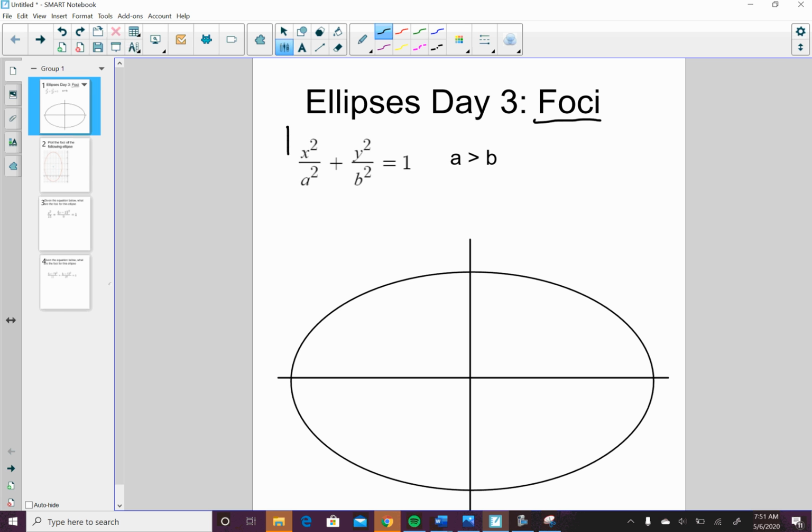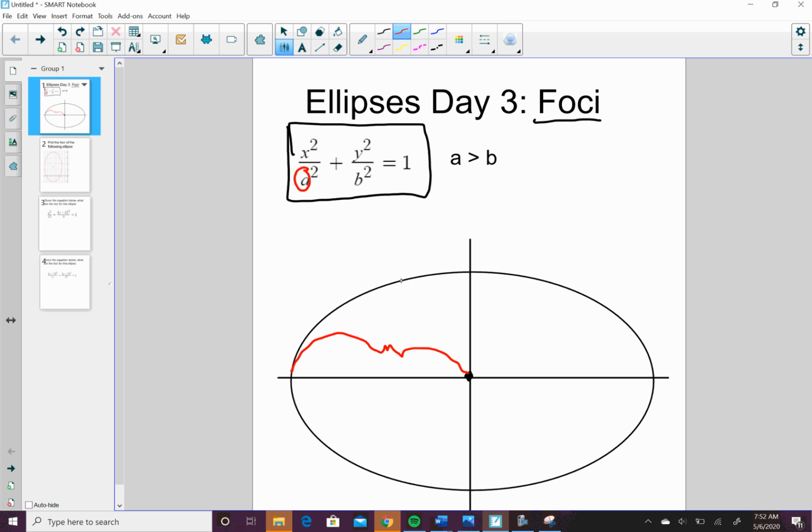Now, let's say you're given the general equation of an ellipse, x squared over a squared plus y squared over b squared equals 1, and I know that a is greater than b. A couple of things I know about this ellipse: the center is at the origin, 0, 0, and it's going to be a horizontal ellipse because a is greater than b and a is located underneath x. So I know this distance here.